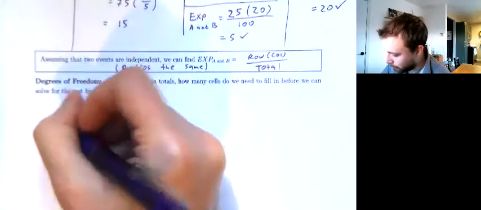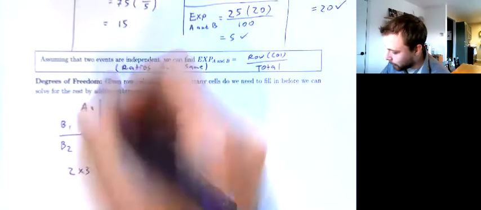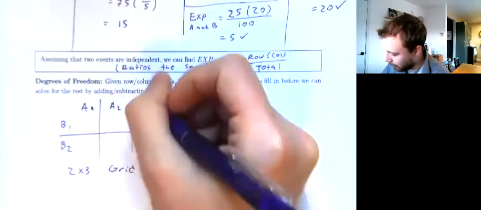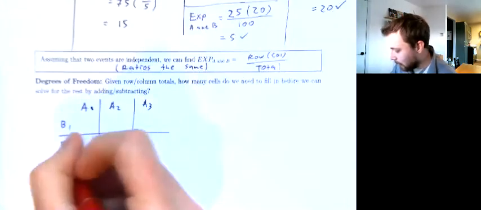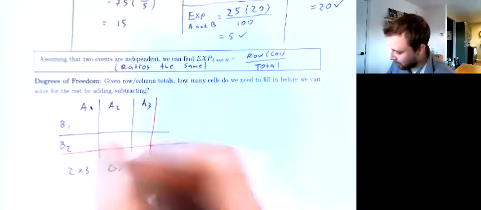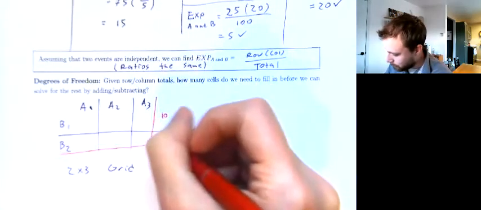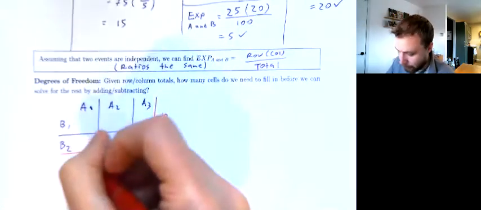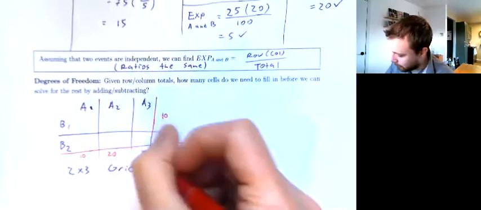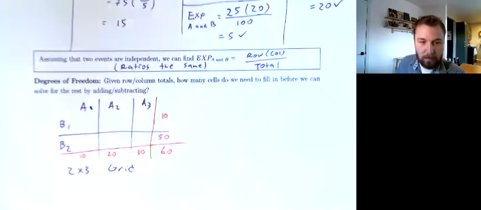So 2 rows, B1 and B2, 3 columns, first A, second A, third A. And let's suppose I have the totals. Totals aren't counting as combinations of events. Totals, I am assuming, are given to me, because the actual data is here. This is just the combinations, the totals on the outside. So if I have this 2 by 3 grid and I'm wondering, how many of these values do I need to know on the inside?